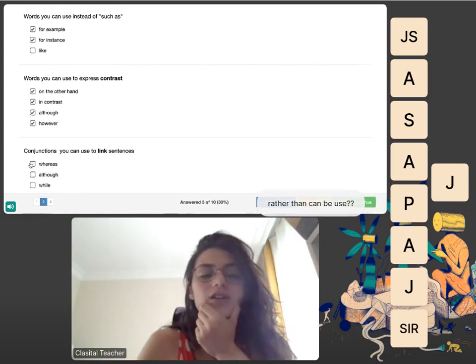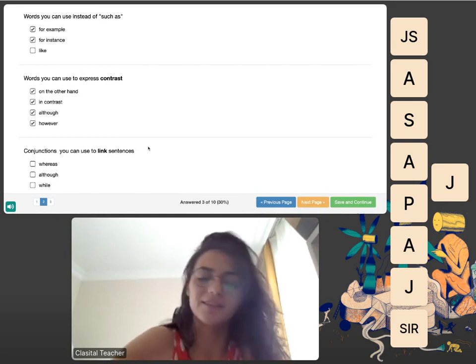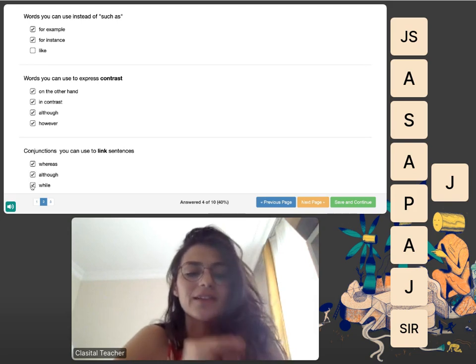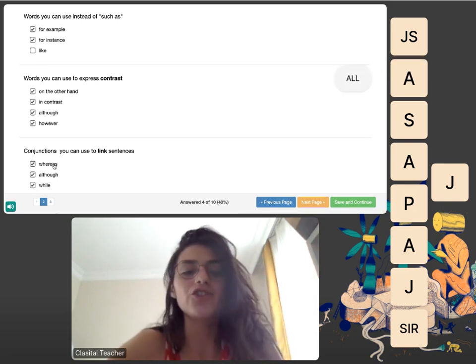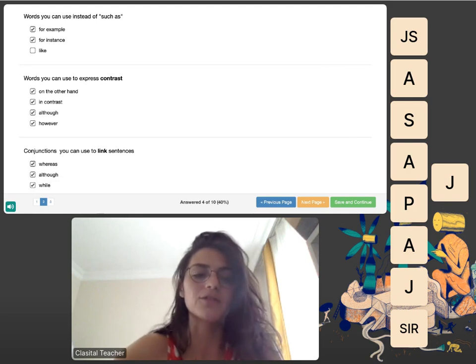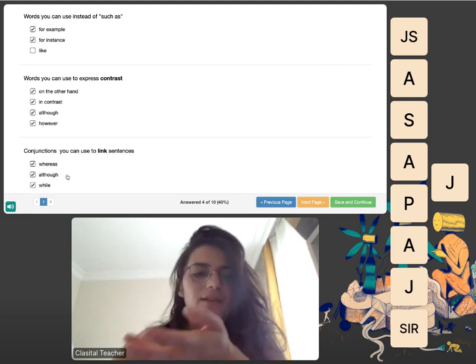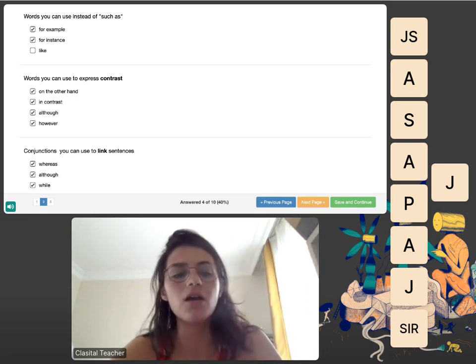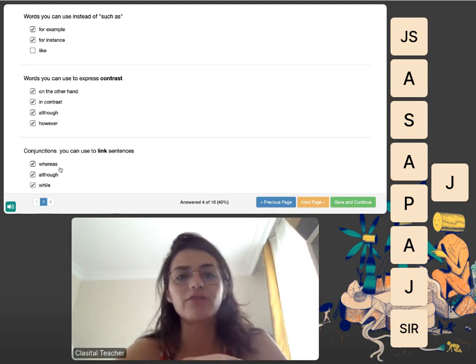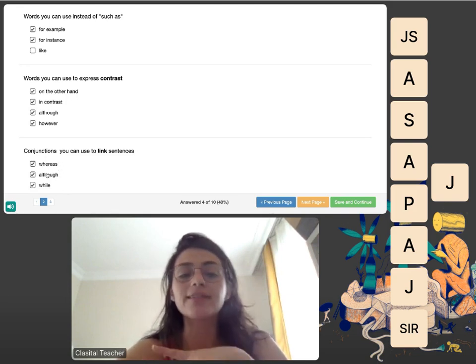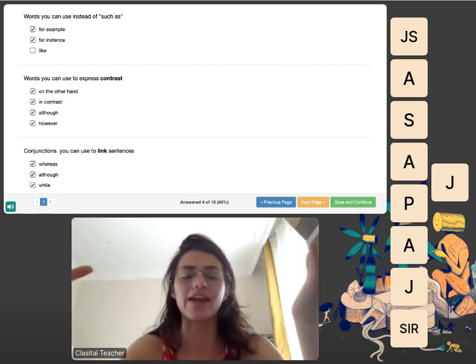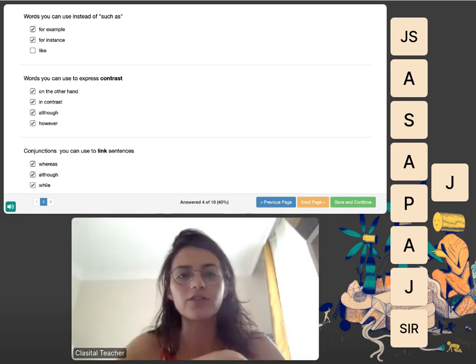What about conjunctions we can use to link sentences? Again, the answer is all of them. We can use all these to link two sentences, but make sure that you're using whereas while showing a contrast. Whereas also gives a contrast, although gives a contrast too, while can give a contrast, but it doesn't have to. But the other two show a contrast, so you need to write them in a sentence which shows contradictory ideas.